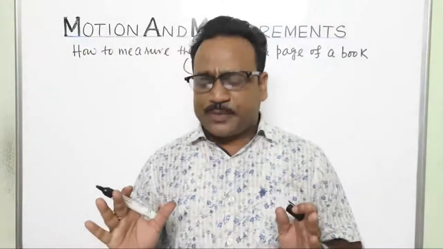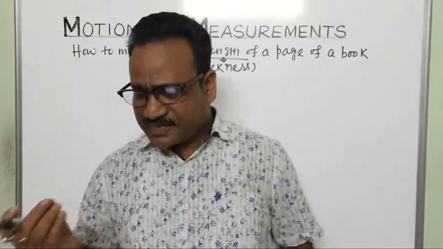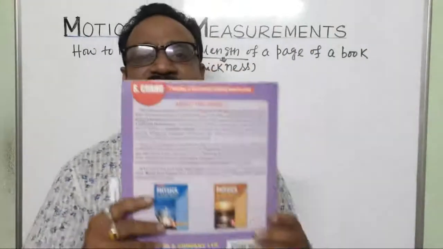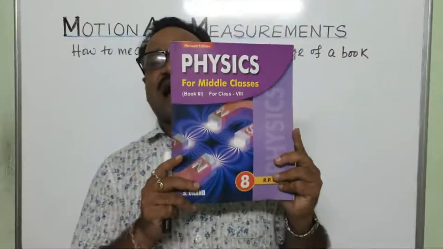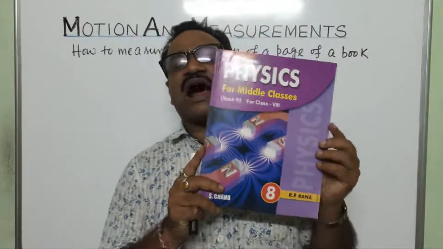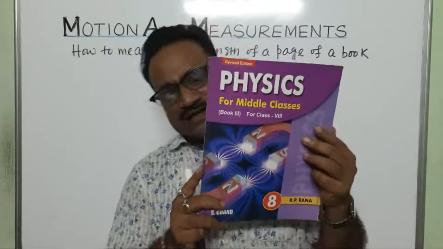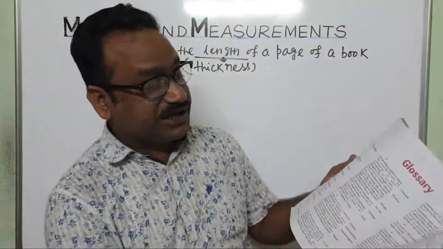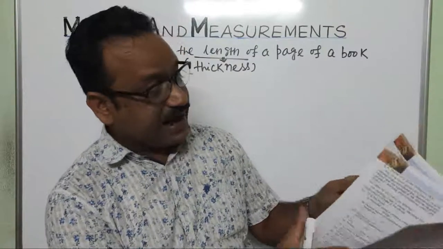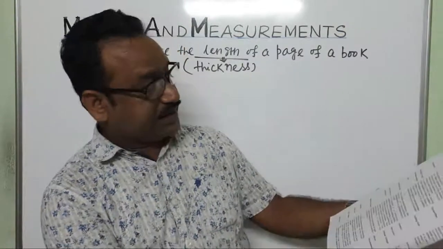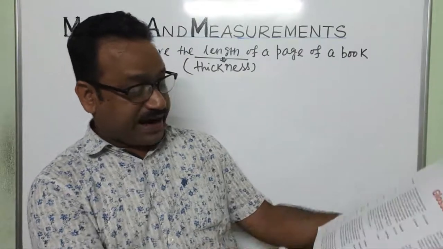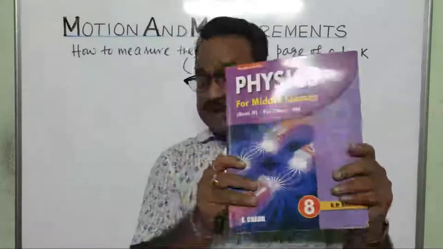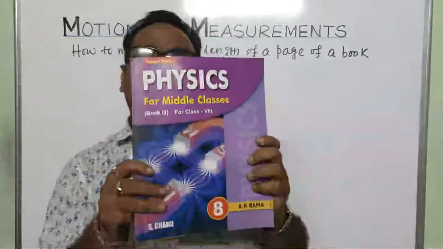Am I visible to all of you? Very good. Now see, suppose I have one book in my hand, the Physics of class 8 book. So my book contains how many pages? Let me see how many pages are there. It is 150 pages. This book has 150 pages.